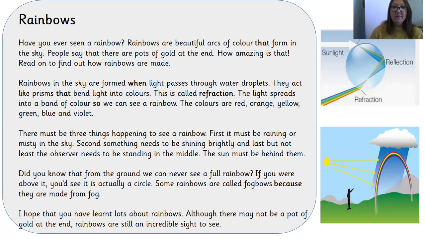Did you know that from the ground we can never see a full rainbow? If you were above it, you'd see it is actually a circle. I remember that from yesterday. Some rainbows are called fog bows because they are made from fog. I hope that you have learnt lots about rainbows. Although there may not be a pot of gold at the end, rainbows are still an incredible sight to see.